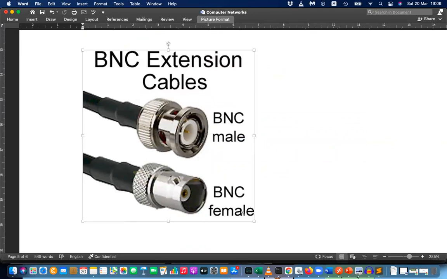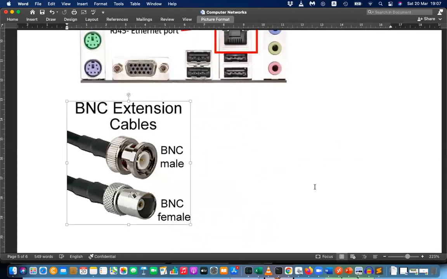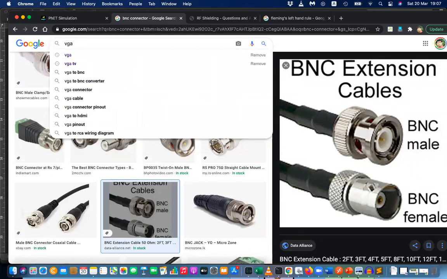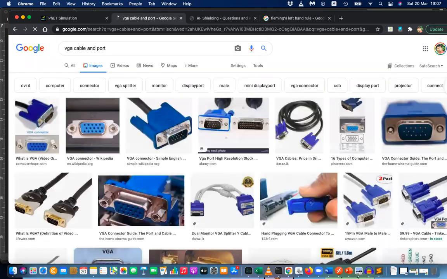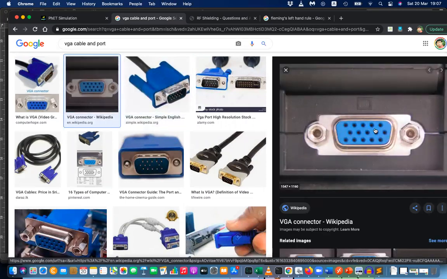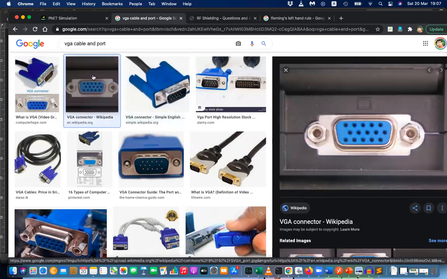BNC male means you have a pin. A pin BNC male cable. So this is BNC female. So it depends on the port. Right? You can connect. So if you want to connect, see here, VGA cable and VGA port. This one is the VGA cable. It has pins. This one is the VGA port. It has holes.